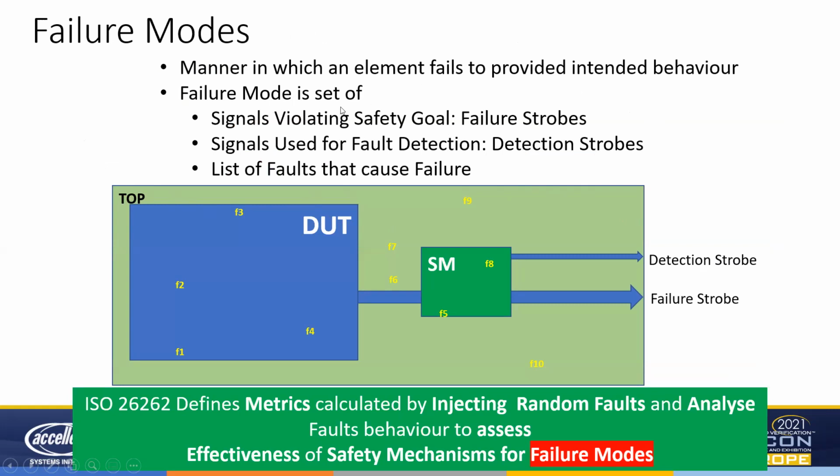And a failure mode is nothing but a set of signals violating the safety goal, which we call failure strobes, and signals that are used to detect the faults, which are detection strobes. These are usually from the safety mechanism. And also the list of faults that cause a failure. So in essence, the standard defines metrics calculated by injecting random faults and analyzing the fault's behavior to assess the effectiveness of the safety mechanisms for different failure modes. Here I'm just depicting failure strobes and detection strobes for your top level design and the DUT. And the DUT is the one on which you want to do the fault analysis.